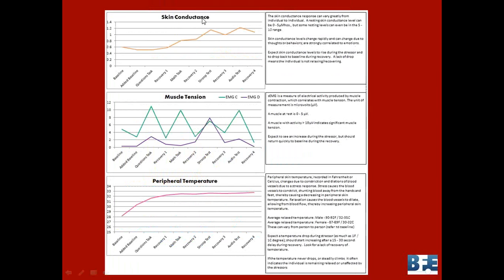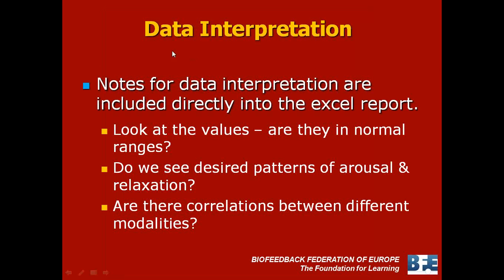On the second page, we have the same sort of thing, graphs on the left, info on the right, and so we have skin conductance, the 2 muscle sensors, and then the peripheral body temperature. I think I've already said this, but for data interpretation, all the notes are included on the Excel report. It lets you know what sort of values we're looking for, what's in normal ranges. Do we see the desired patterns of arousal and relaxation, and we see the correlation between some different sensor modalities, which is especially true for respiration, heart rate variability, and skin conductance and temperature.